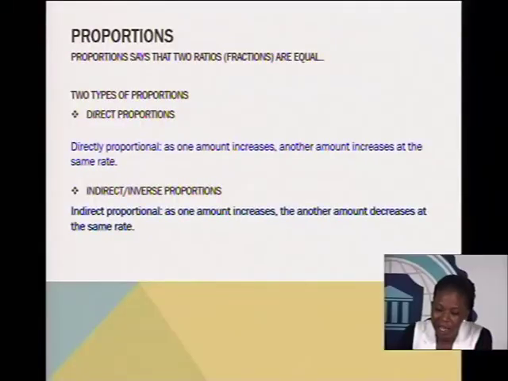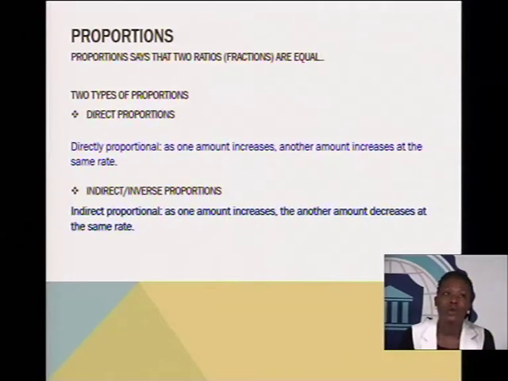Now, in direct proportion, when one amount increases, then the other amount will also increase at the same rate. But when they are indirect, when one amount is increasing, the other amount will be decreasing. They go in different directions. Now, when these questions on proportion come, we will not tell you that this is a direct proportion and this is an indirect proportion.